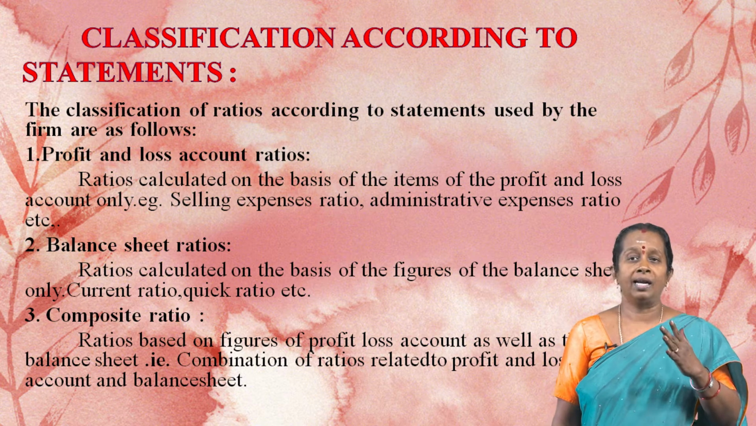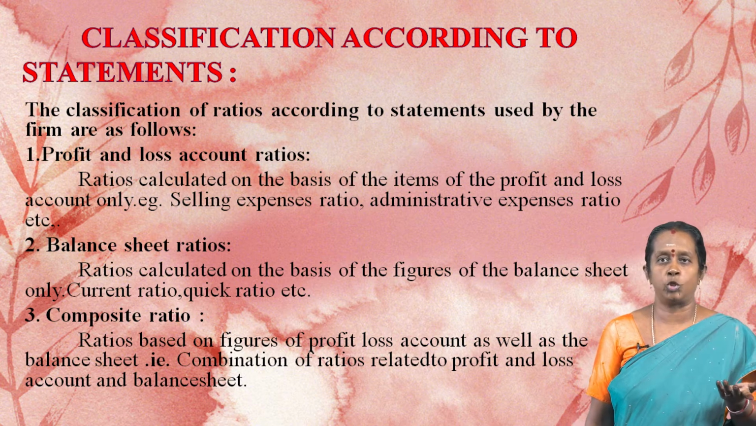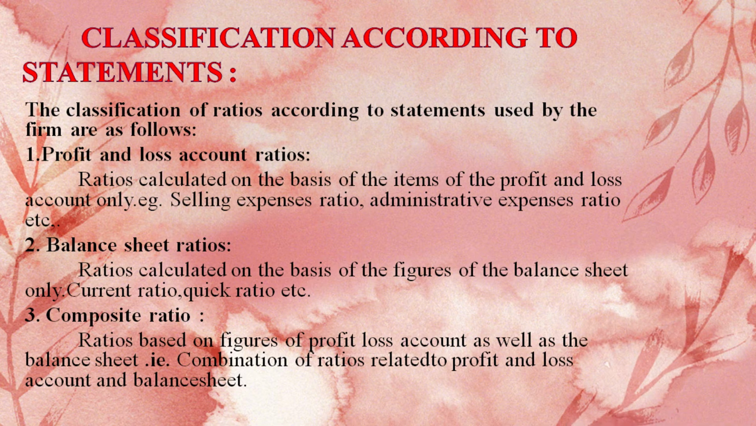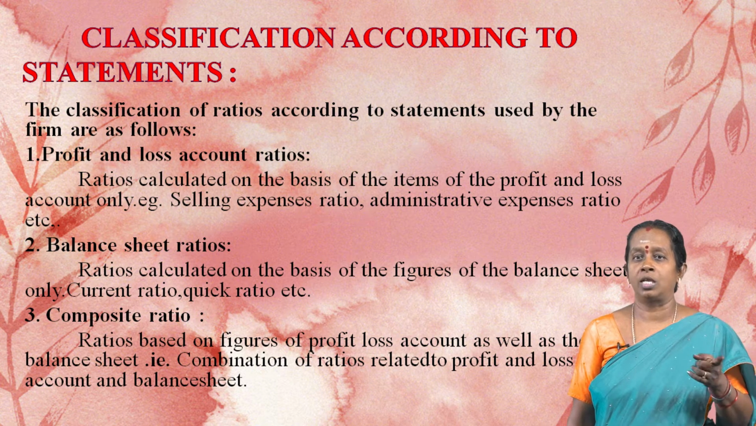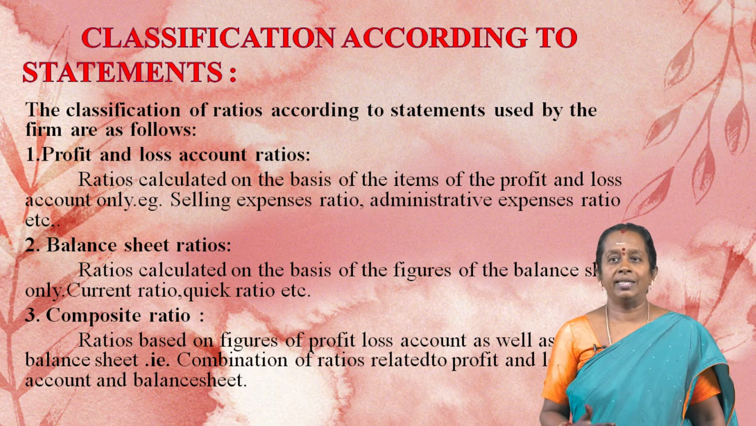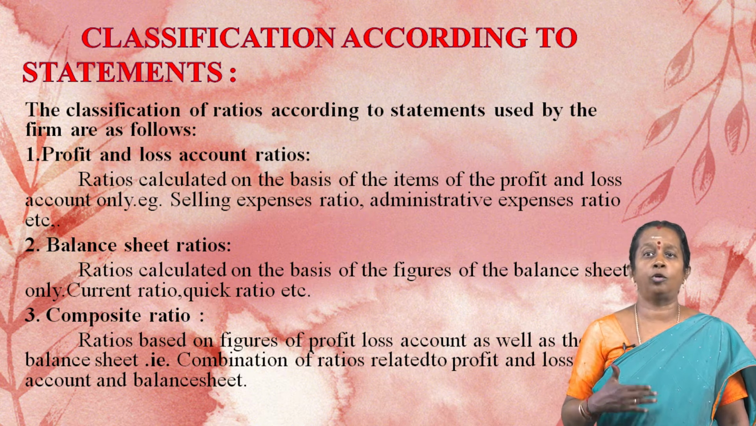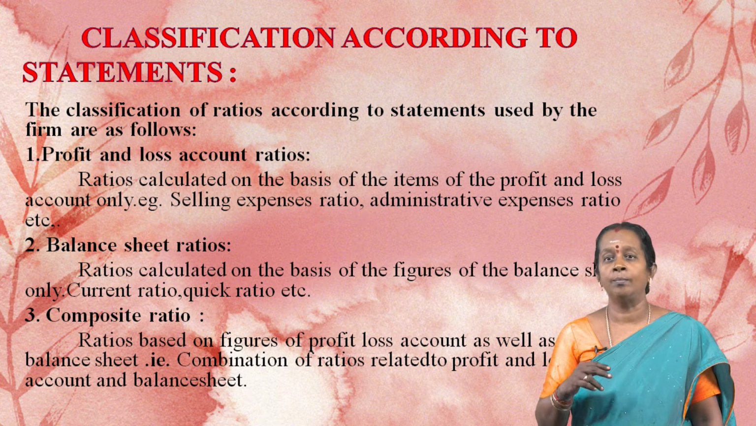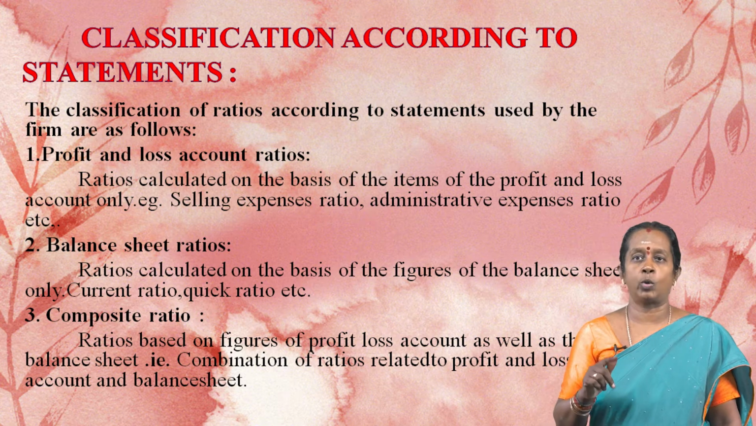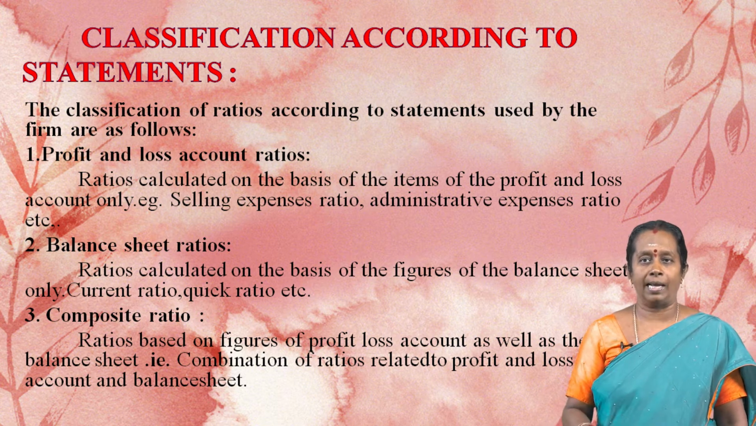With reference to that, we used to find out the capital gearing ratio. Based on the information given in the balance sheet, it is calculated, so that comes under the classification according to balance sheet ratios. The last one is the composite ratio. It is based on the figures related to the profit and loss account as well as the balance sheet. That means it is a combination of the ratios calculated under the two statements. That means the P&L account as well as balance sheet ratio is called the composite ratio or a combined ratio related to the P&L account and balance sheet.